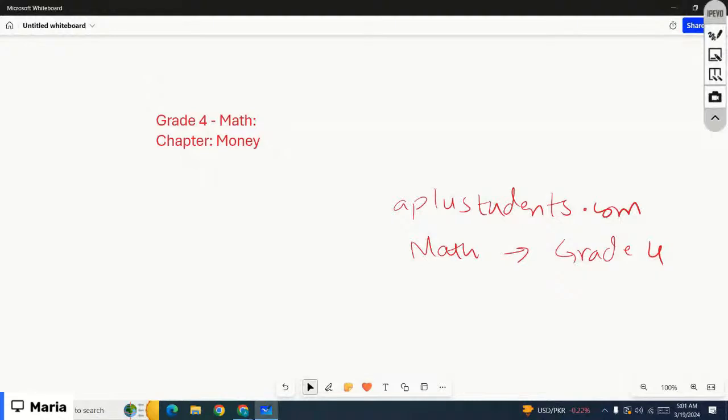There you can find a list of the chapters. We're going to start with the chapter money. So please make sure you have your notebook and pencil so that you can note down the important examples and definitions as well.